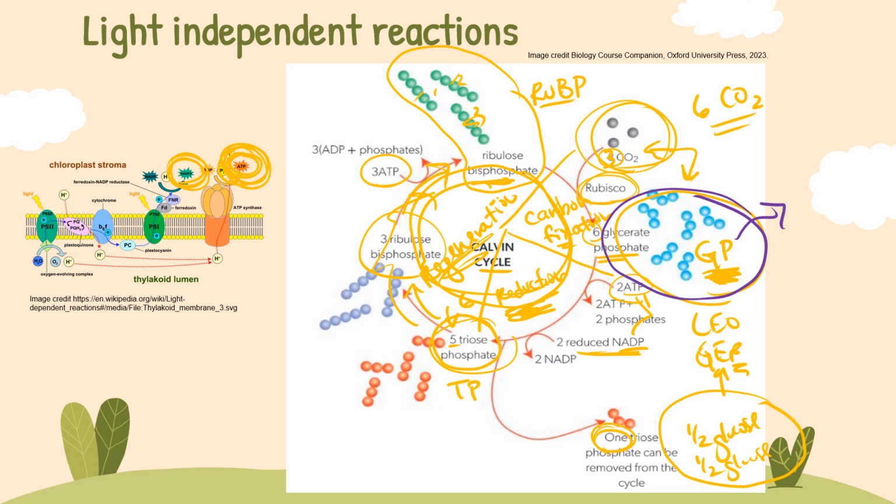Some of these TP molecules can be used to make glucose. That glucose can then be stored as starch later on. But we can also use some of those triose phosphate molecules to make other lipids or nucleic acids, and then also our proteins. So some of these guys will exit the Calvin cycle and be used in other metabolic pathways to make all the other things that plants need to make. So even though we talk mostly about glucose, other products are possible.